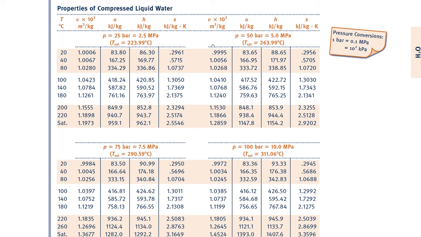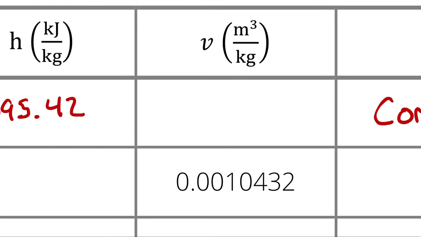And the easiest way to remember which direction you have to go is to remember that this column is specific volume times 10 to the third, which means we have to take this quantity times 10 to the negative third to get back to specific volume. So we have 0.0010737. Let's see if I can remember that long enough to write it down.